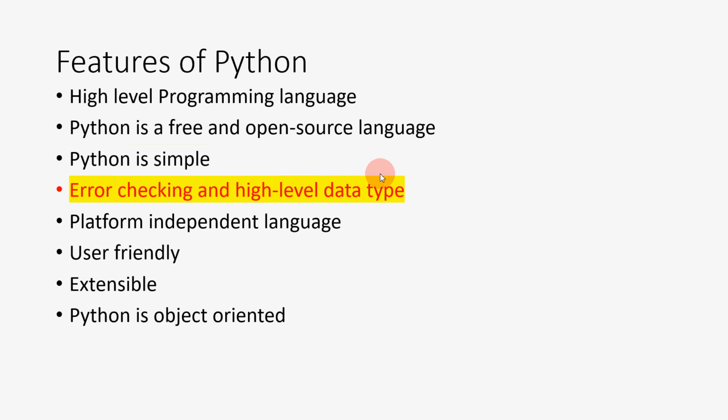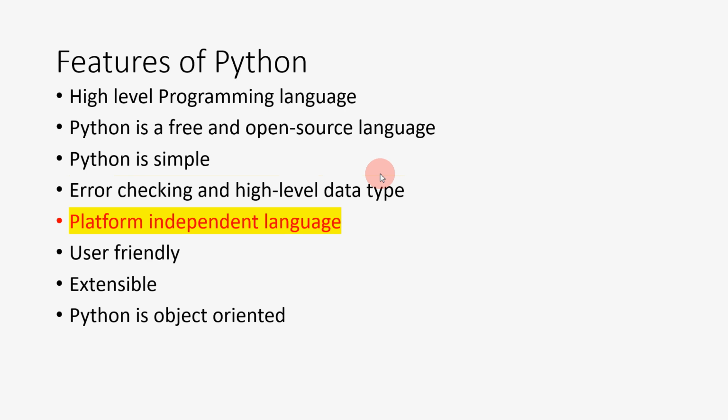Fourth, error checking and high level data types. Python offers more effective error checking than C. Python has built-in high level data types, for example dictionary and flexible arrays, because they are more general data types.